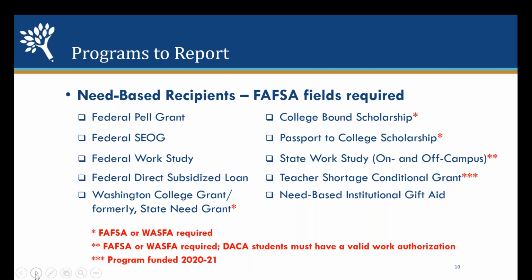This program was not funded in 2018-19, but in 2019, the legislature reactivated the program. The teacher shortage conditional grant is not to be confused with the student teaching grant, which was available in 2016-17 and reported under other state-funded gift assistance. The teacher shortage conditional grant will now be reported in the teacher conditional scholarships category. And the teaching grant was funded for 2019-20, and it will be reported in the teacher grant programs category.